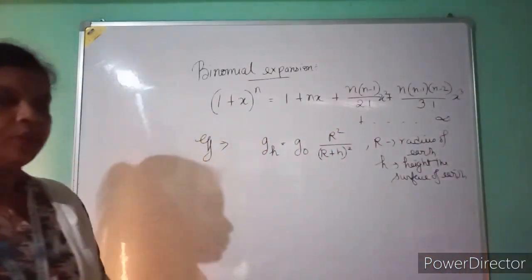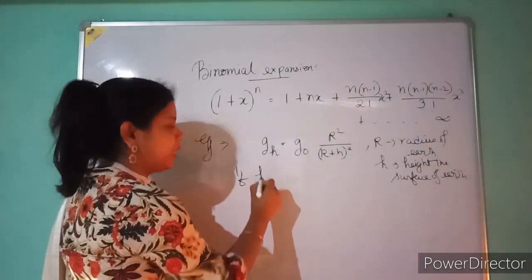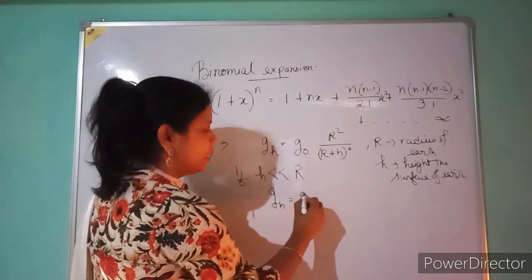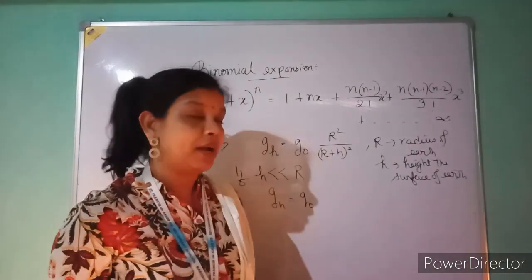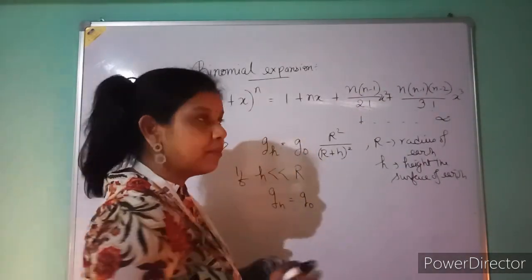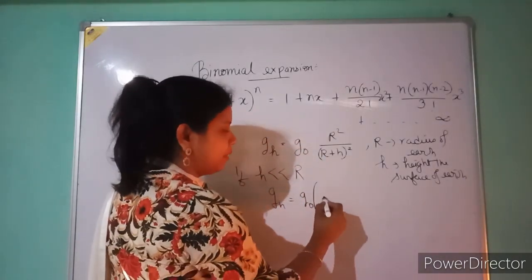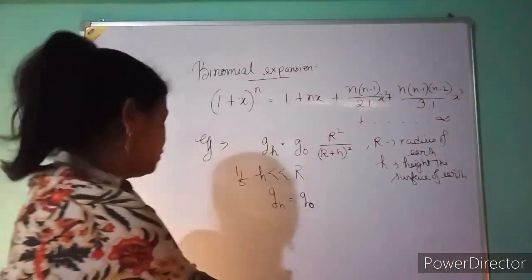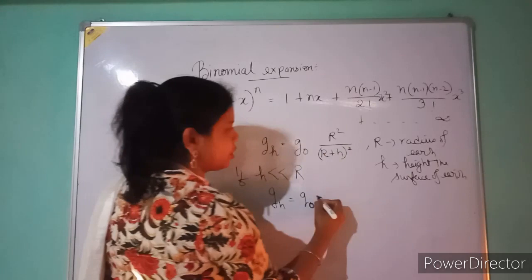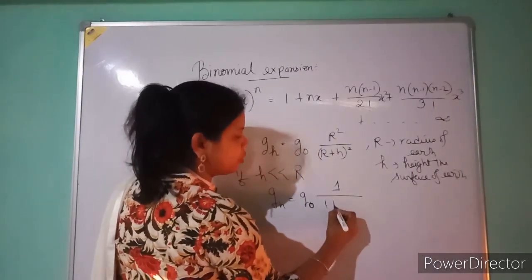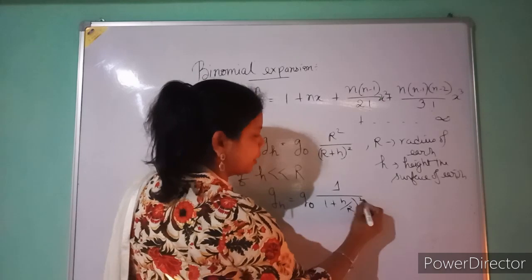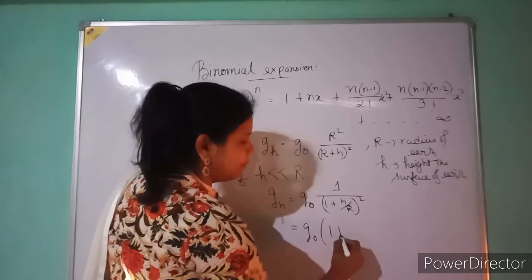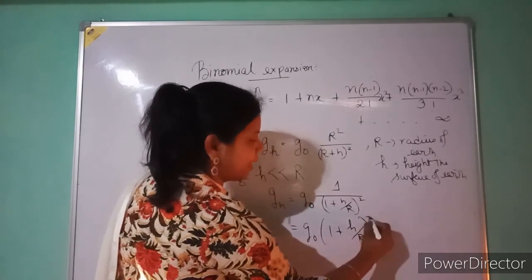And here, there is an assumption, if we assume that h is very less than R, then my equation for g_h will become g naught. I will do the middle steps, but for today's class I'm not going to do all. Let me write a little bit because it will become easier. We will divide both the numerator and denominator by R square. So numerator will become 1, denominator will become (1 plus h by R) whole square. So I can write this as g naught into (1 plus h by R) whole to the power minus 2.